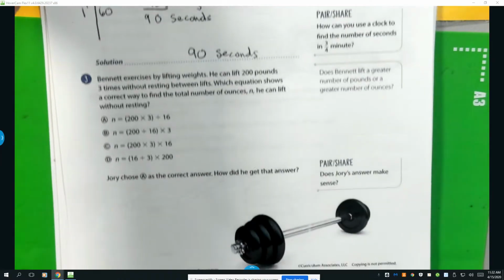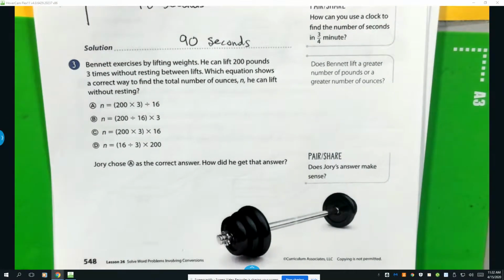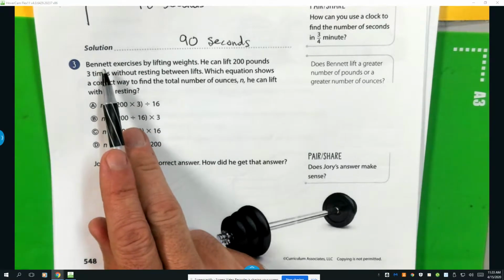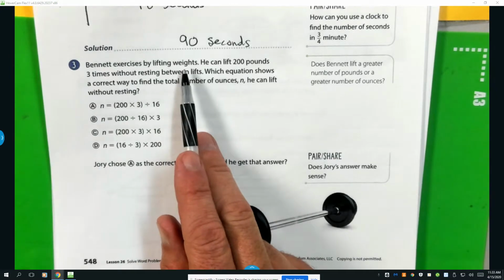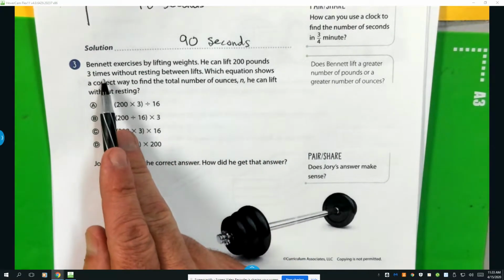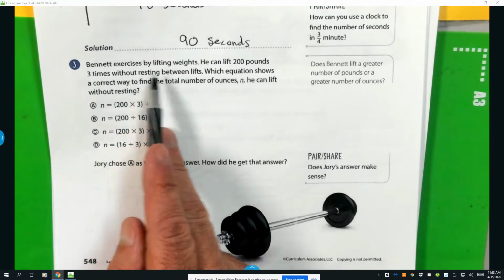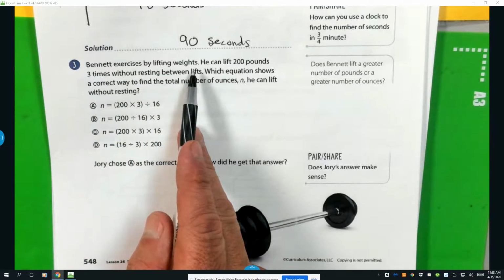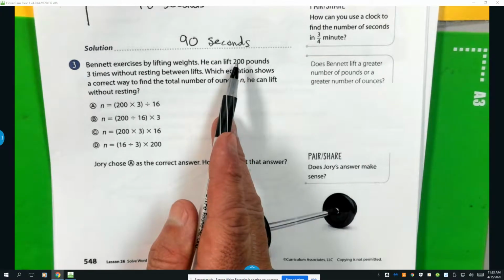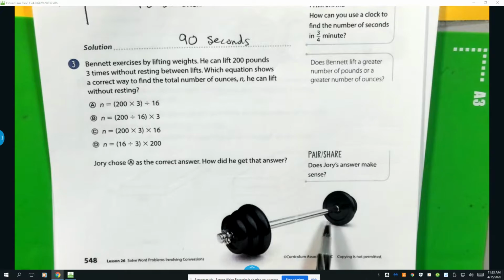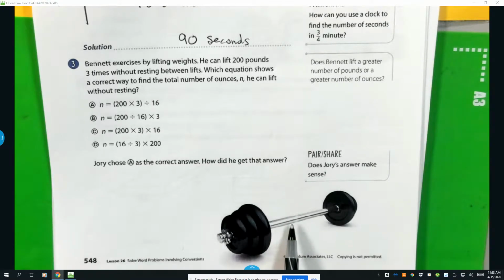Now, this is the question that I don't like. It honestly is not correct fundamentally what they're saying. I get what they're saying, but it really isn't it. So, and I'll tell you the logic on this, and it's kind of funny. Bennett exercises by lifting weights. He can lift 200 pounds 3 times. Now, and that's without resting between lifts, I want you to think about this while I'm just saying this. If you can only lift 200 pounds on a bar, like this bar down here, and that's all you can lift, if you can do it once, it's 200 pounds. If you can do it twice, you still lifted 200 pounds. And of course, if you lifted it a third time, it's 200 pounds.